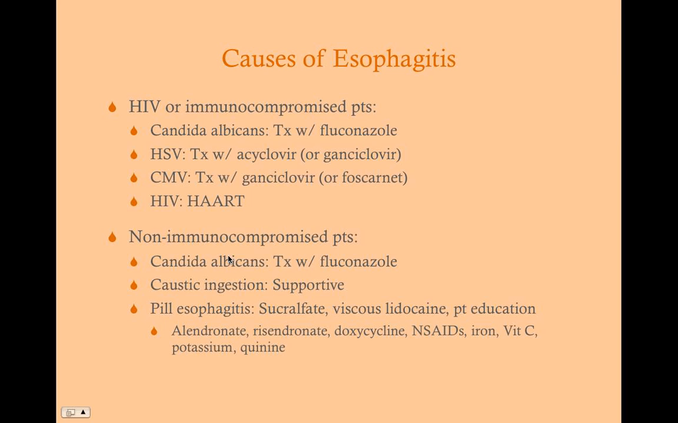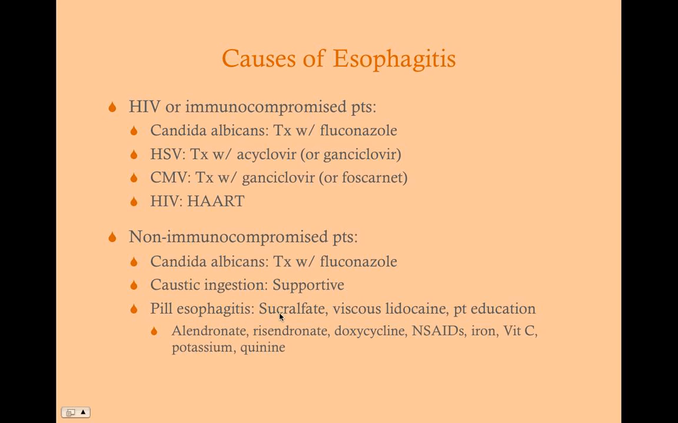In the patients who are non-immunocompromised, some of the more common causes are, of course, Candida albicans. You're going to most commonly see this in non-immunocompromised patients with oral thrush. You can get caustic ingestion. This is going to be just supportive therapy. Of course, these are usually kids who swallow lye or acid. These patients are primarily just supportive care.